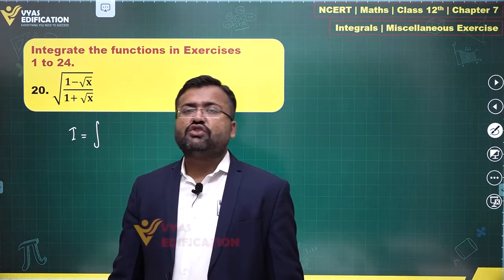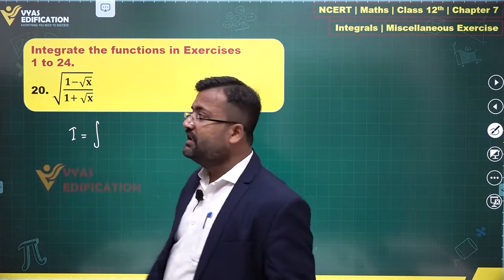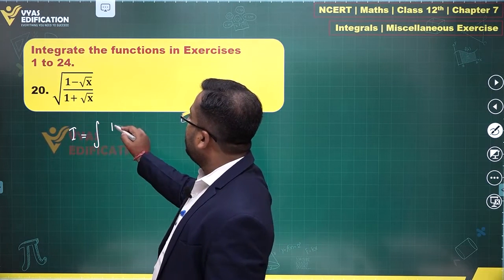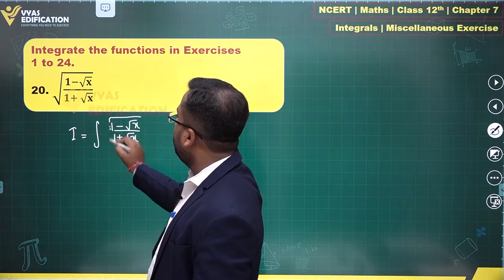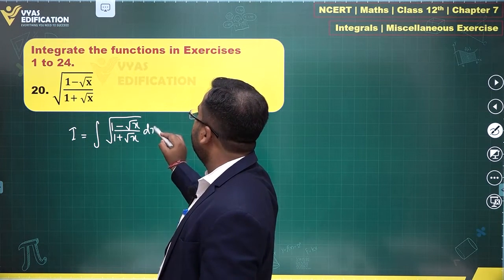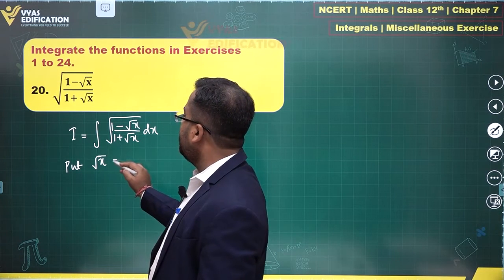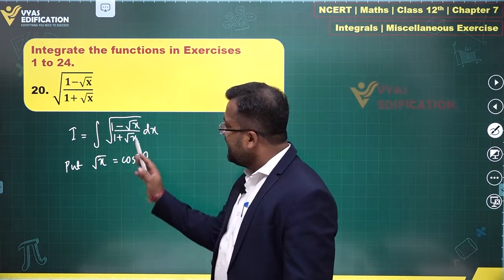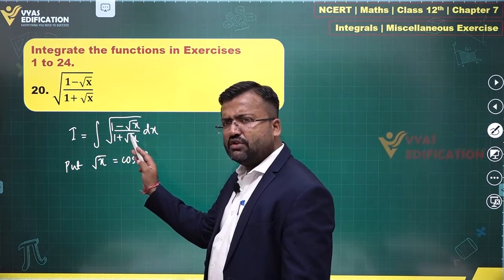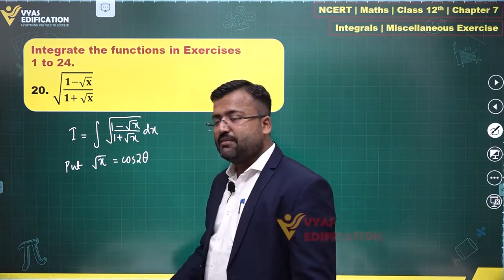So this is the 1 minus cos 2 theta upon 1 plus cos 2 theta form. This under root also gives us the idea. So we have 1 minus root x upon 1 plus root x under root dx, and we put root x is equal to cos 2 theta. The benefit of this is 1 minus cos 2 theta upon 1 plus cos 2 theta is nothing but tan square theta. Under root will make it simply tan theta.